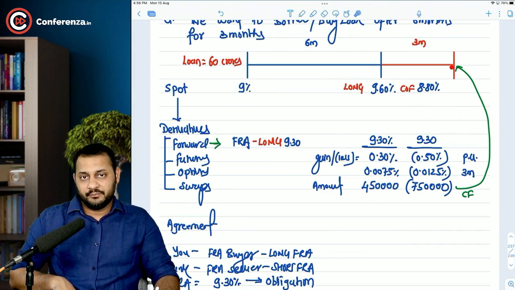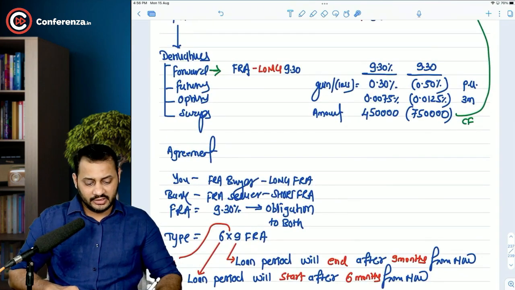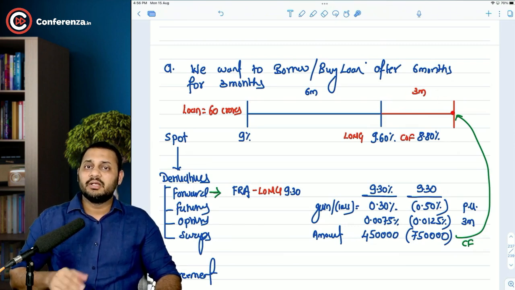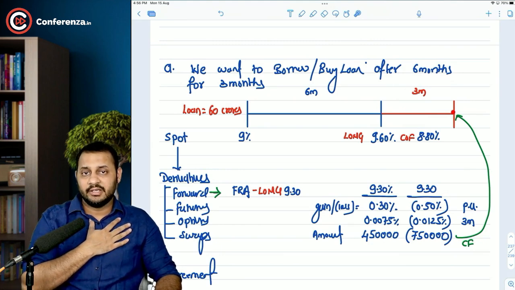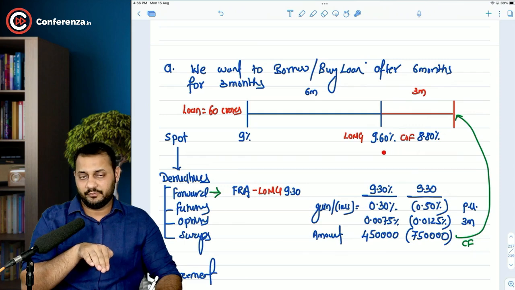Now in reality, on this date itself, the FRA gets over. I just told you, the FRA ends when the loan period starts, because the FRA party doesn't have to do anything in this period. So settlement will happen on this date itself. So the real cash flow of settlement will happen on this date itself. How come? It's very simple, sir. Whatever is payable or receivable by us after 3 months, discount that by the spot rate.